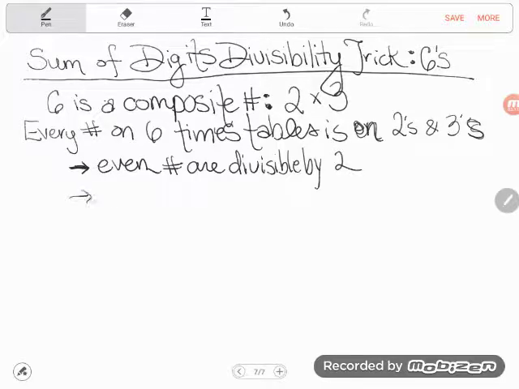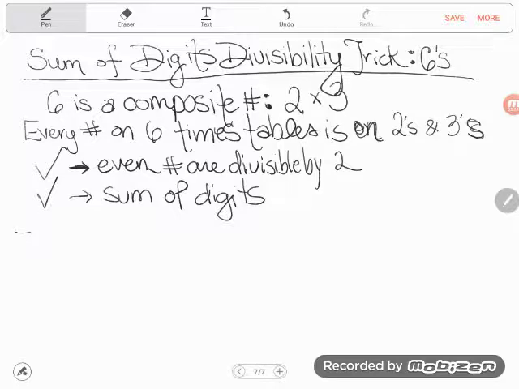And we learned the divisibility trick for 3's in that first video I was talking about, the sum of digits video. If you add the digits together and the answer you get is divisible by 3, then the number itself is divisible by 3. So you know what I'm going to do if I want to check for 6's? I'm just going to check that both these things are true. Okay, let's take a look.